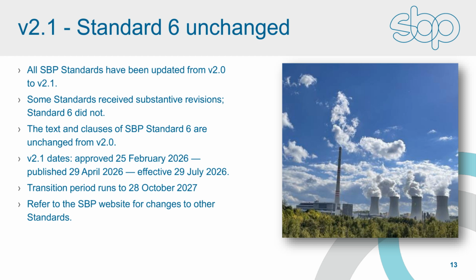All 6 SBP standards have been updated from version 2.0 to version 2.1. Some standards received substantive revisions. Standard 6 did not. Its text and clauses are unchanged from v2.0. The version 2.1 dates are approved 25th of February 2026, published 29th of April 2026, and effective from 29th of July 2026. The transition period for the wider standards update runs to 28th of October 2027, and the next review of the standards is scheduled for 16th of March 2028.